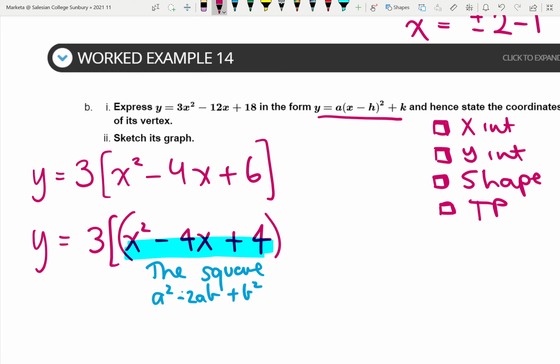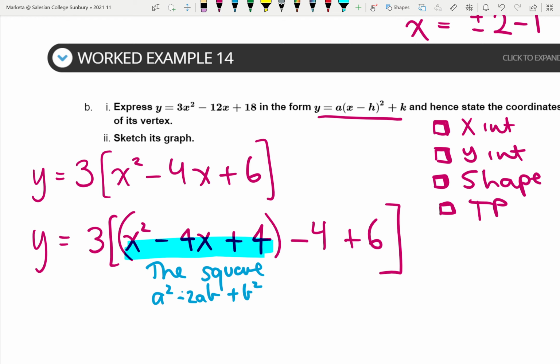We can create that. Now we've added a 4 out of nowhere, so we need to subtract that 4, and then of course we've got this plus 6 on the end. And notice that we've taken the 3 out, so we're not looking at this 18 anymore. So don't get confused. We are looking at this 6 because the 3 is already accounted for over here.